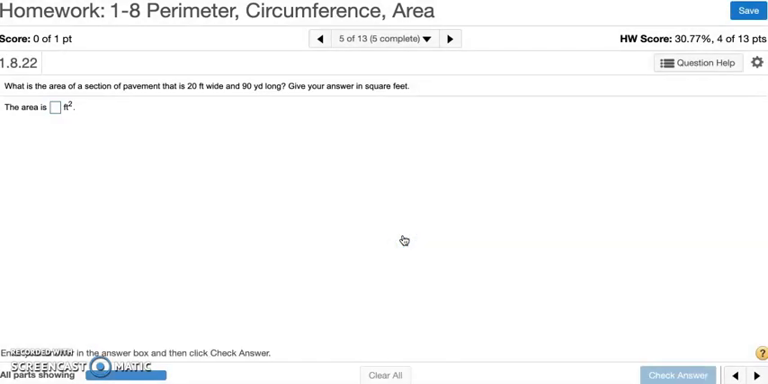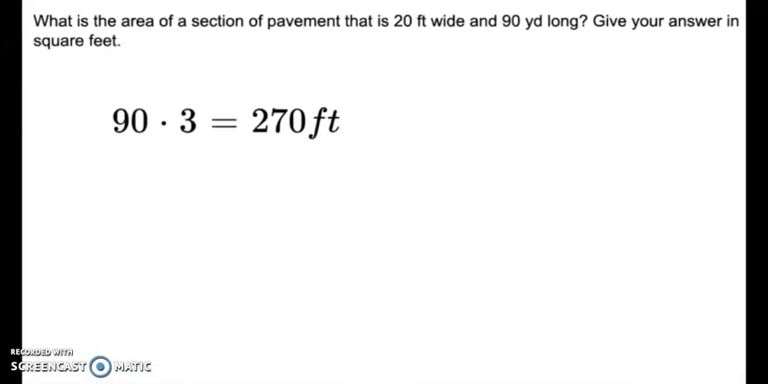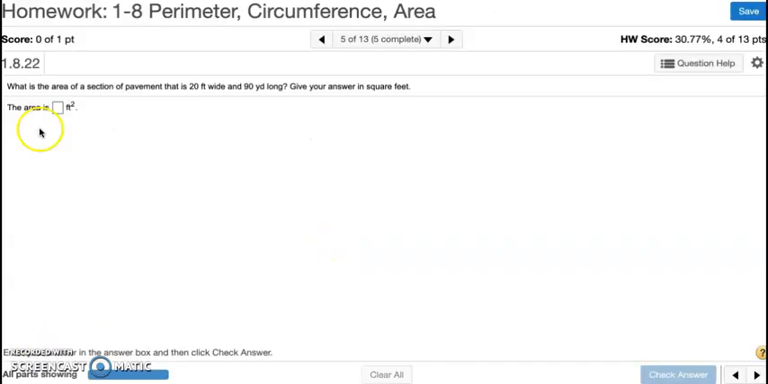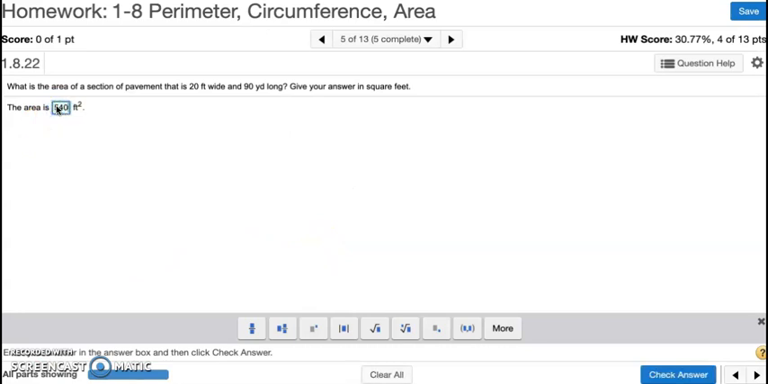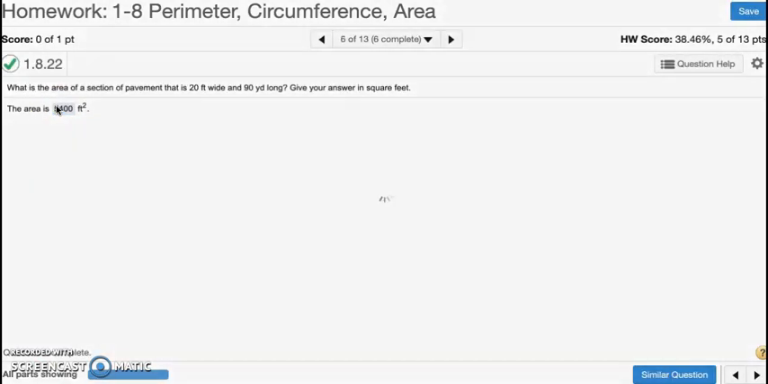Number 5, it says, what is the area of a section of pavement that is 20 feet wide and 90 yards long? And give your answer in square feet. So we got to convert yards into feet, so let's do that. So there's 3 feet in the yard, so we do 3 feet times 90 to get 270 feet, and then you multiply 270 by 20, and that gives you an area of 5,400, so let's type it in. So we have 5,400 for number 5.